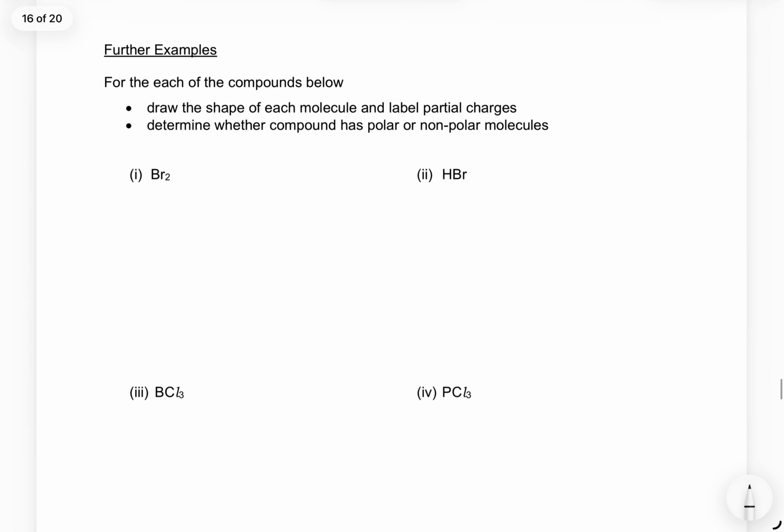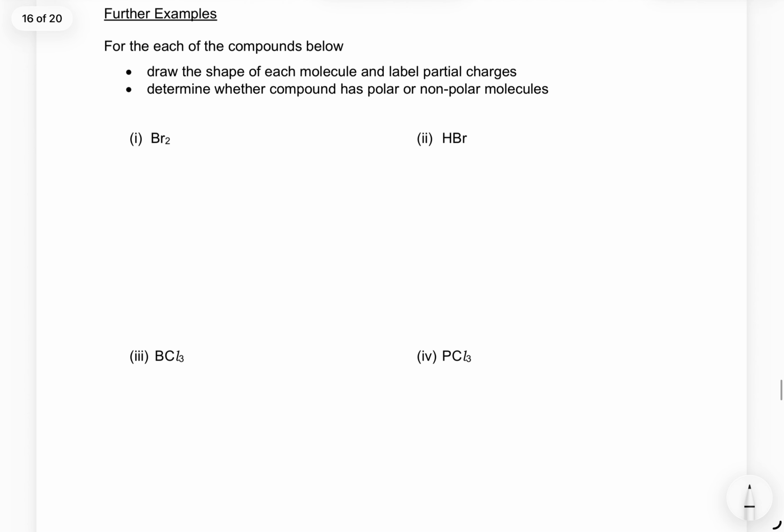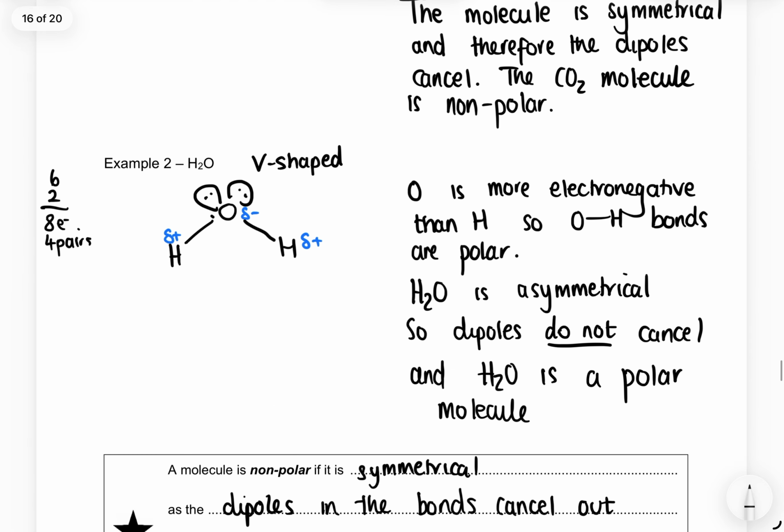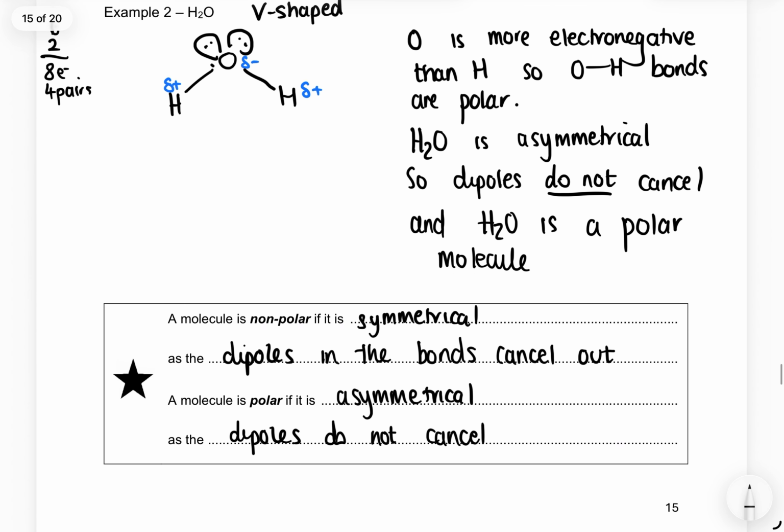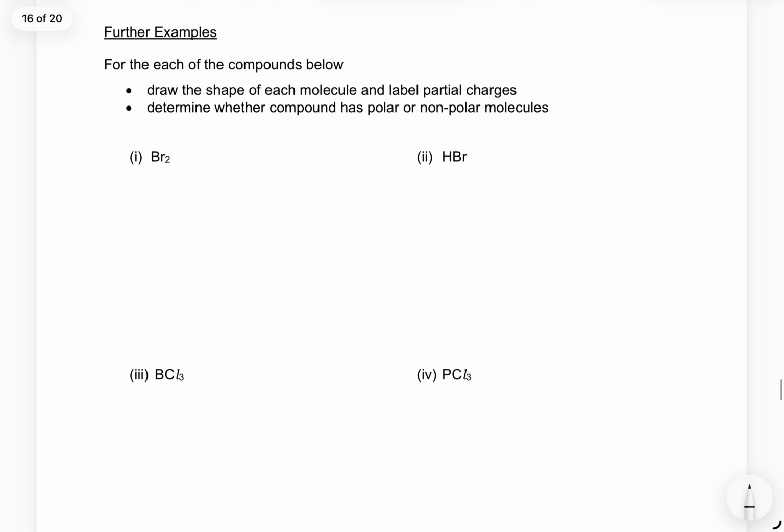So some further examples for you to have a go at. Have a try, pause this video temporarily, have a try, and then once you've done that, you can come back and watch the video to see whether you're correct. Now, in an exam, you may have to write this full explanation. I'm not going to do this on each example, but you could practice writing it out a couple of times for yourself to see if you can do it.